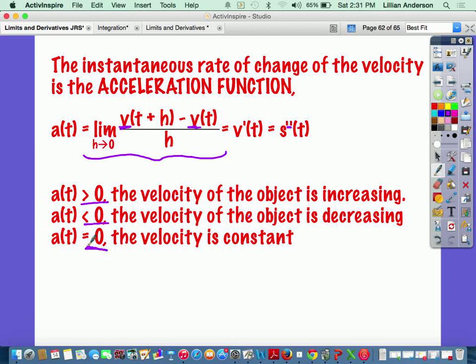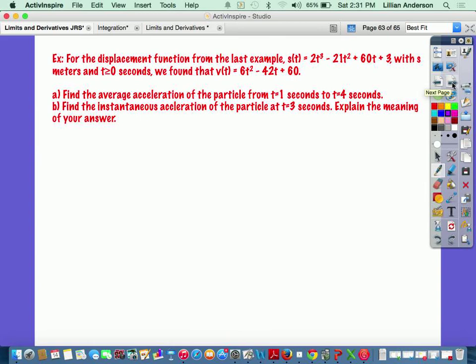Now we look at the next example. It says for the displacement function in the last example, we found that velocity was that function. So I'm using the same type of situation, we're just going to find new information about it. It says find the average acceleration of the particle from 1 second to 4 seconds.